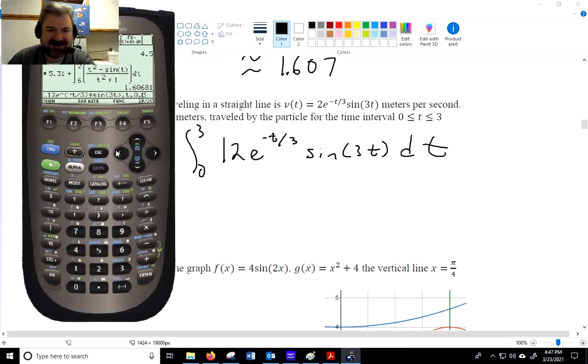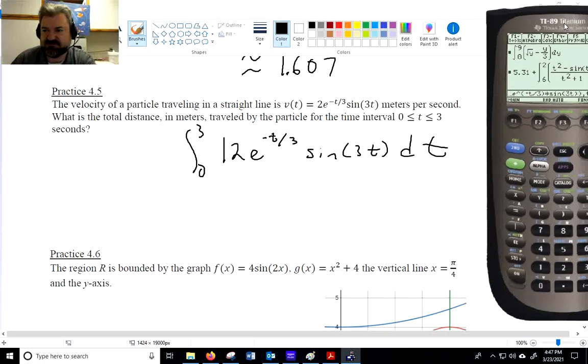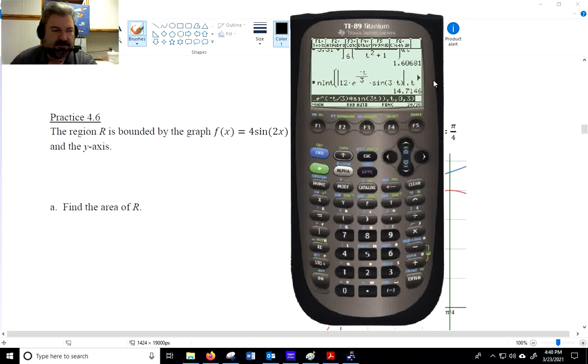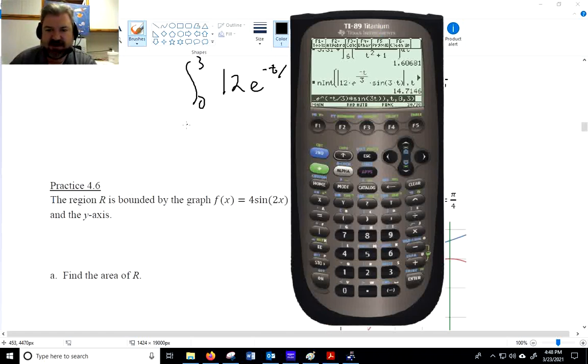Oh, I forgot to close off my absolute value parentheses. There we go. And then close off parentheses for the numeric integration. And hopefully, after not too much effort, it can give us a numerical answer. Okay, and so 14.715. And it sure did take a little while. I had to pause the video.